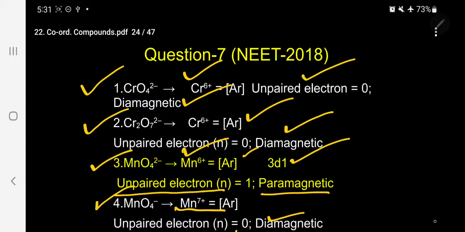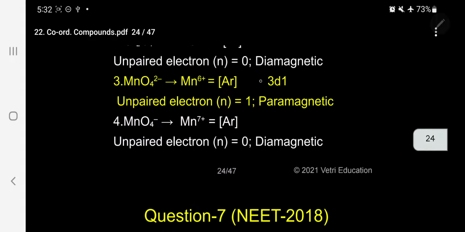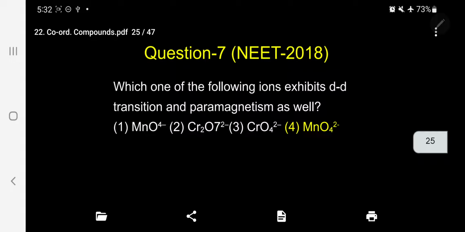Kindly follow. If we go for the electronic configuration of the central metal ion and think of that, you can easily identify that an unpaired electron is present only in MnO4 2-. It is the magnetic ion, MnO4 2-. So 3 is the correct answer. So the answer is 3.